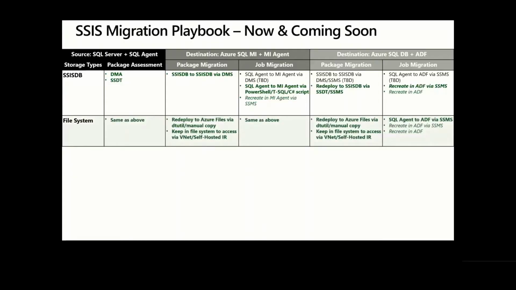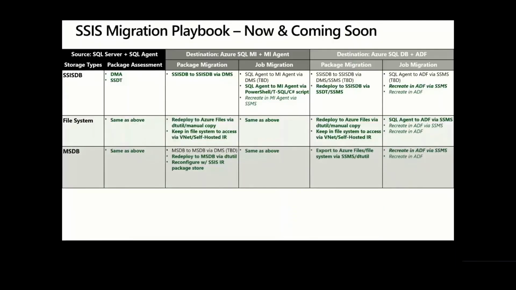If the storage type is file system and Azure destination is SQL DB with ADF as orchestration tool, you can use SSIS Job Migration Wizard on SSMS to migrate existing SSIS jobs from SQL Server agent to ADF. If the storage type is MSDB and Azure destination is SQL MI with MI agent as orchestration tool, you can use dtutil command prompt utility to redeploy existing SSIS packages from MSDB hosted by SQL Server to MSDB hosted by SQL MI and reconfigure the storage type with SSIS IR package store.